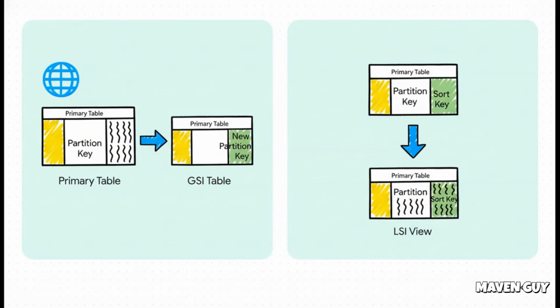The answer is secondary indexes. And there are 2 main flavors. Think of a global secondary index, or a GSI, as basically creating a whole new lookup table. It gives you a brand new partition key. So, for our problem, we'd create a GSI with user ID as its partition key, problem solved. Now, a local secondary index, or an LSI, is for when you actually like your partition key, but you just need to sort the data inside it differently. You know, like sorting messages by the number of attachments instead of by time.